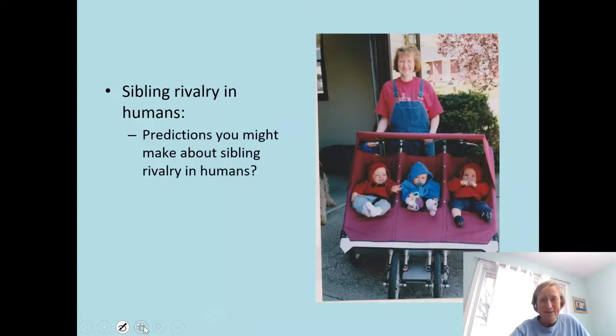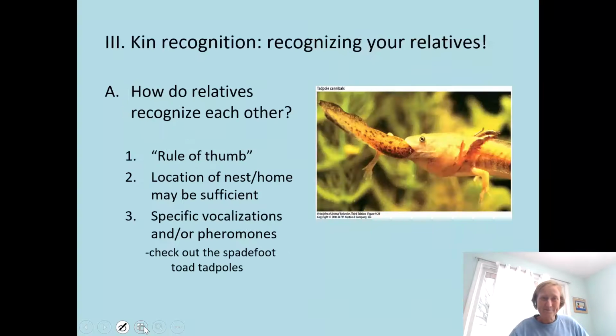What about humans? Do we have sibling rivalry in humans? This is a picture of me with my oldest children when they were very young. And what predictions could we make about sibling rivalry in humans? You could probably make a whole bunch of them based on this kinship or kin selection theory. And you can go ahead and try some. They're kind of fun.